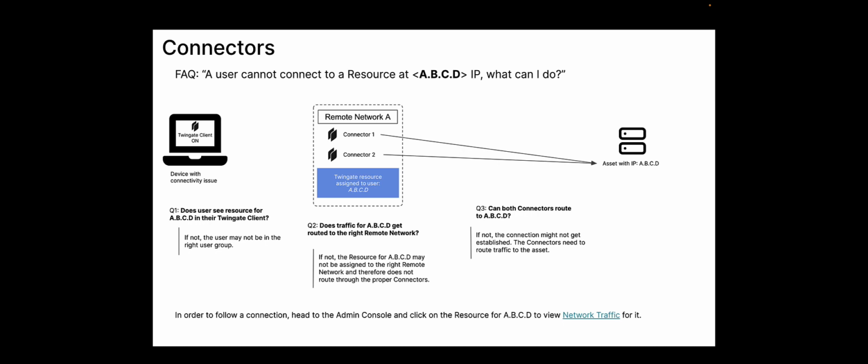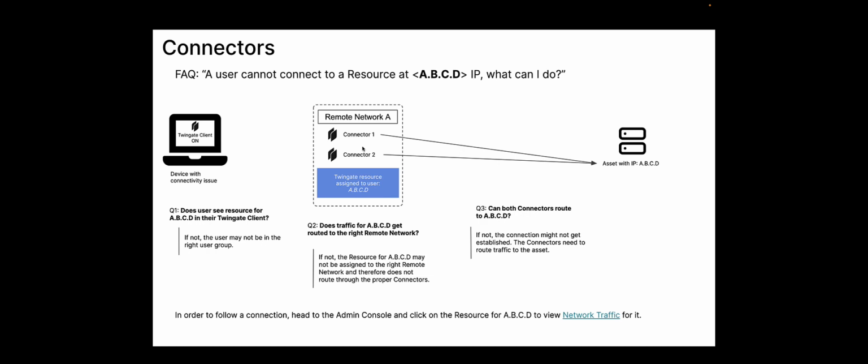If all that's in place, if the user is connecting using the IP address, they see the IP address in their client, then very likely the culprit's going to be between the connector and the actual server. So one thing you should check is the events that we just checked in the admin console for that resource, and check whether the traffic is routed, one, to the right remote network and right connector, and if the connector that's handling the traffic has access to the server.